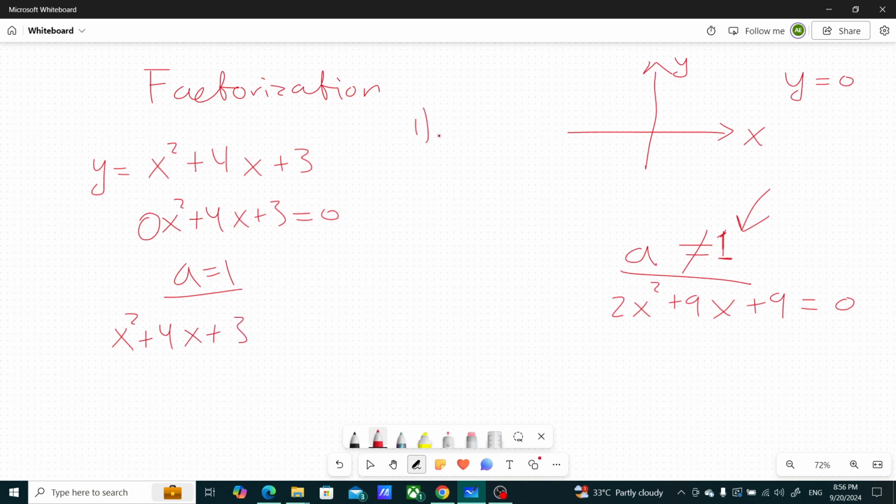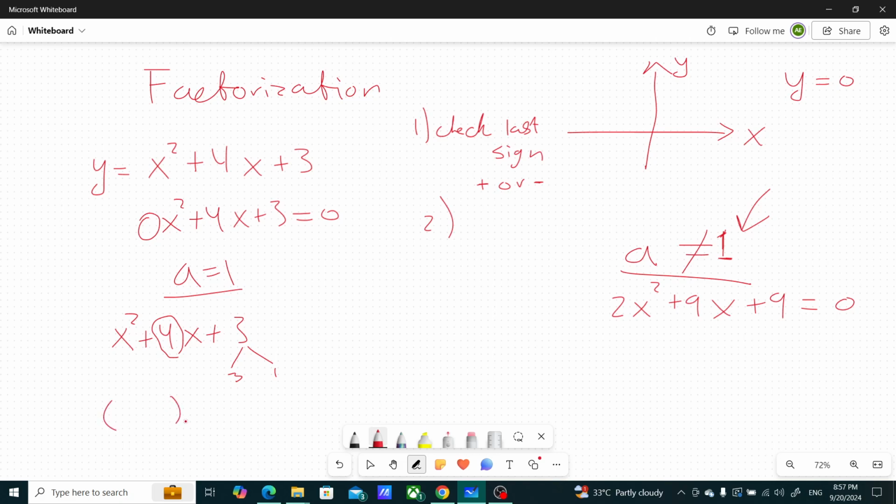Always, the first step is to check the last sign. This sign right here. We need to check, is it positive or minus? This is the first step. In this case, it's a plus, so it's positive. So we get two factors of the last term that add up, because this is positive, to the middle term. My middle term is 4. I need two factors of 3 that will add up to 4, which are 3 and 1. 3 plus 1 is 4.